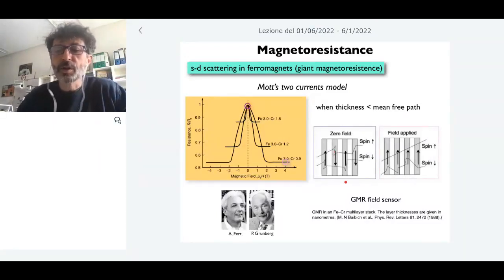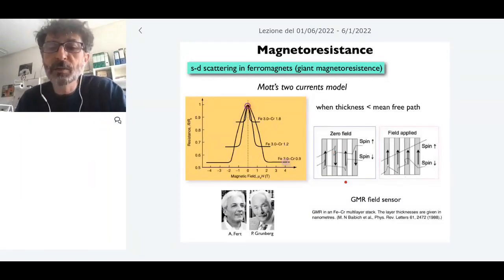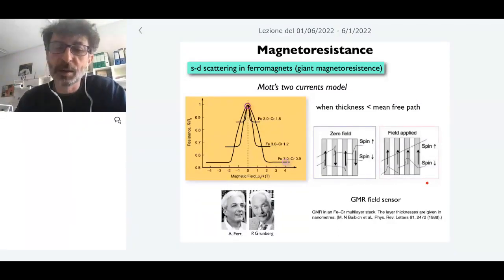If you have a situation like this, you have a very large resistivity. With all parallel, you have a very low resistivity. The difference between these values can be very large. And so Albert Fert and Peter Grünberg, who discovered this effect, called it giant magnetoresistance. It's giant because it's much larger than the anisotropic one that was known for ferromagnets.